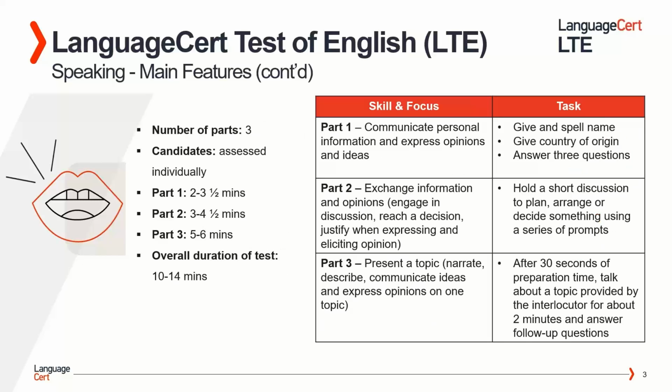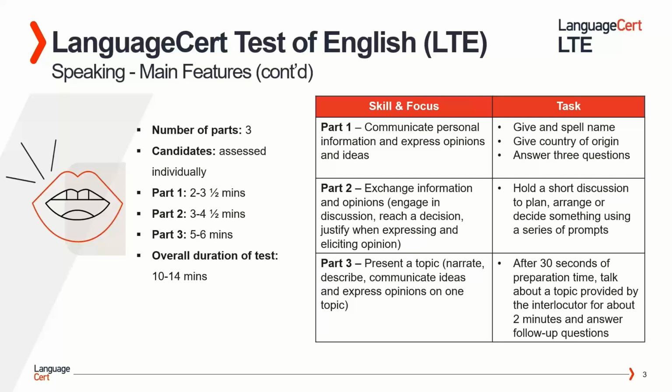Now let's get into some more detail. The LTE speaking examination consists of 3 parts, and test takers are assessed individually. As you can see in this table, Part 1 lasts 2 to 3.5 minutes, Part 2 3 to 4.5 minutes, and Part 3 5 to 6 minutes. The total duration of the speaking test is 10 to 14 minutes.